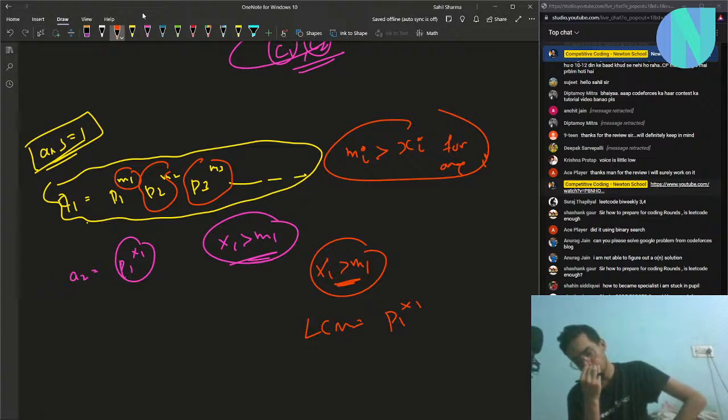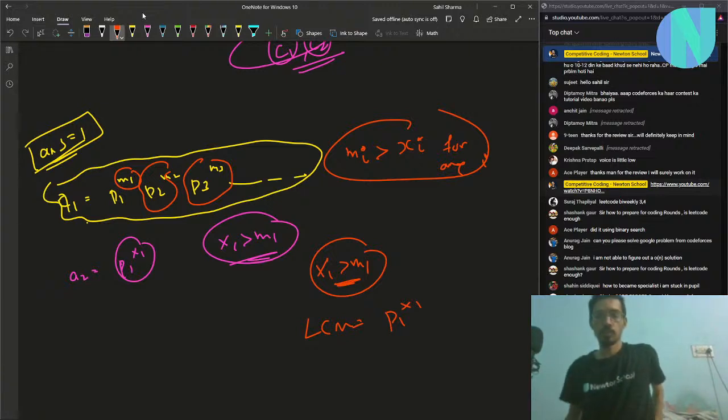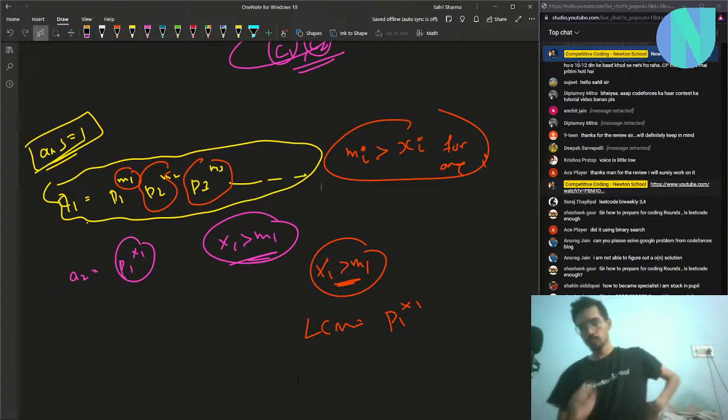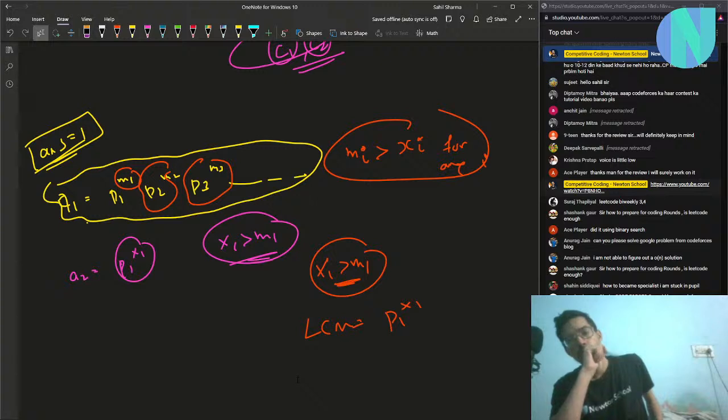Yeah, what is your doubt? Yeah, so you just have to do this for every element that has a maximum frequency, that will cause a new LCM. Yeah, man. Ask your doubt. What's the doubt?